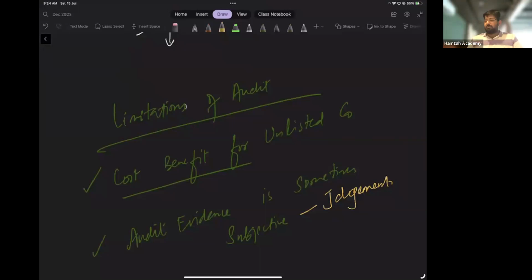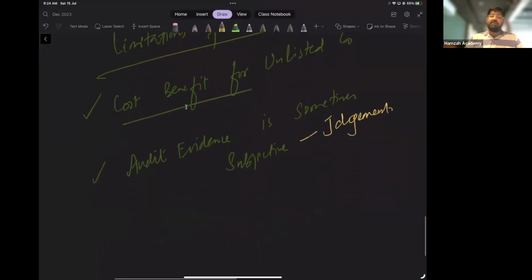So when the auditor performs audit work, at some stages it is on a judgmental basis.